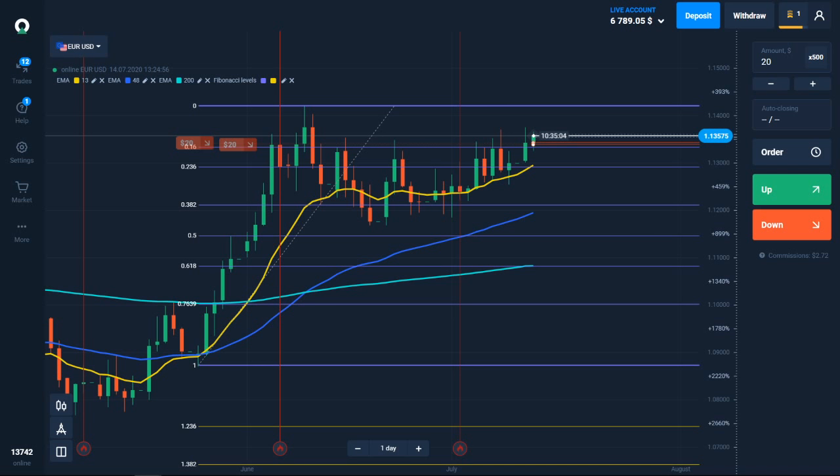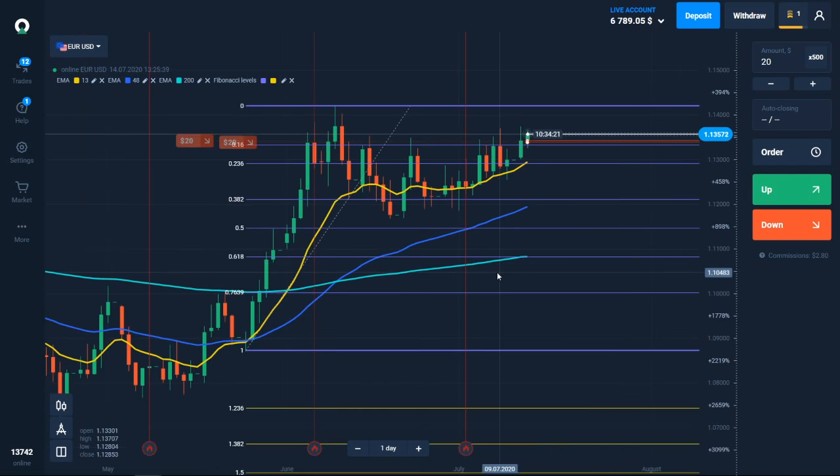So once again, once the level is breached, we can look to the next target, or we can initially expect a bounce from the level of support and/or resistance that the Fibonacci indicator shows us.